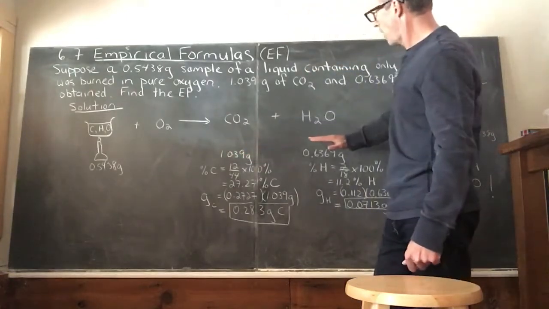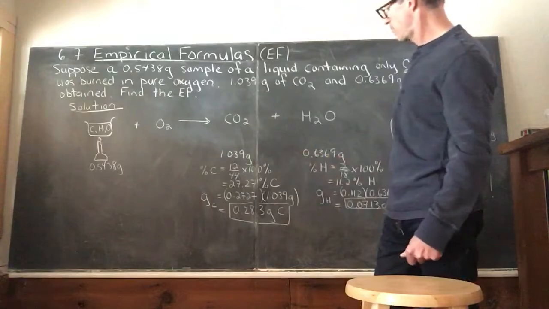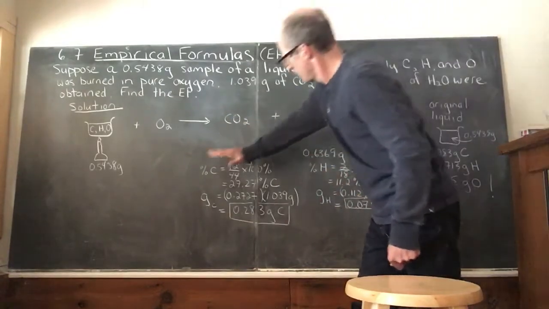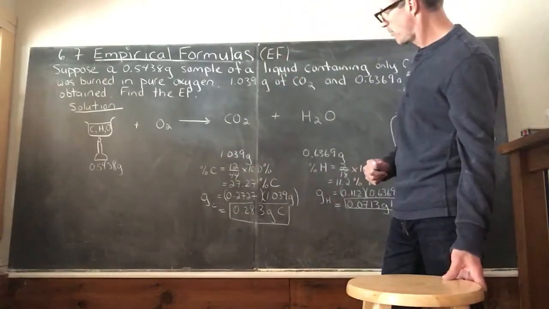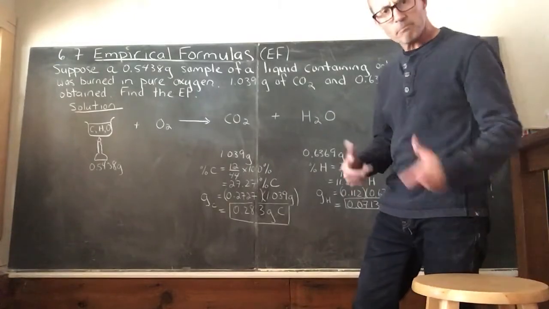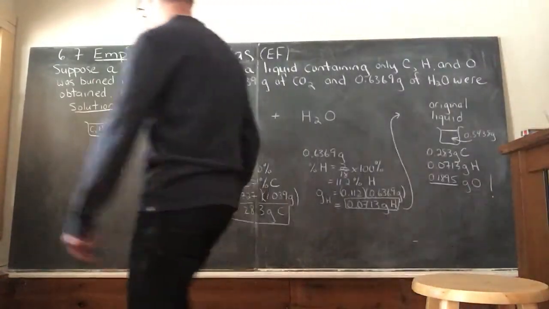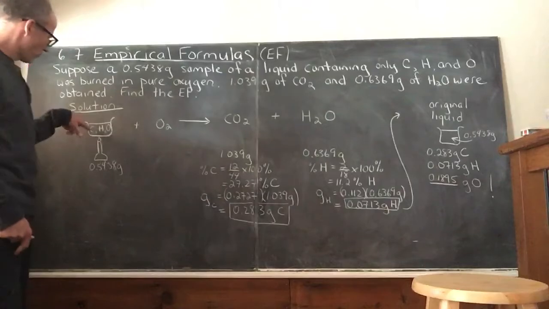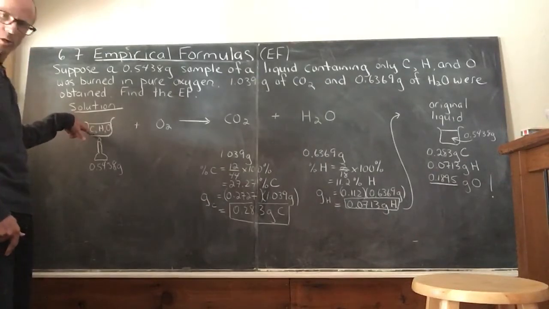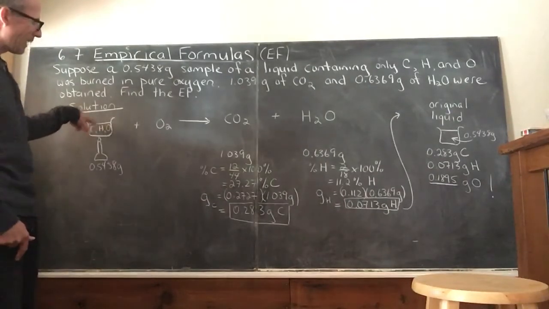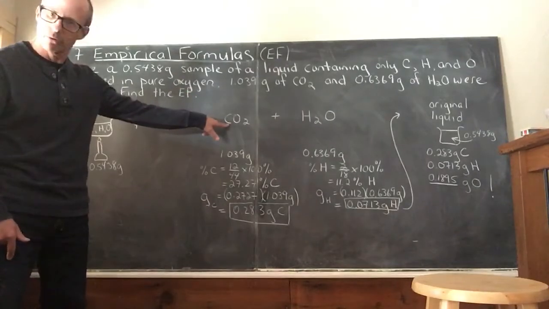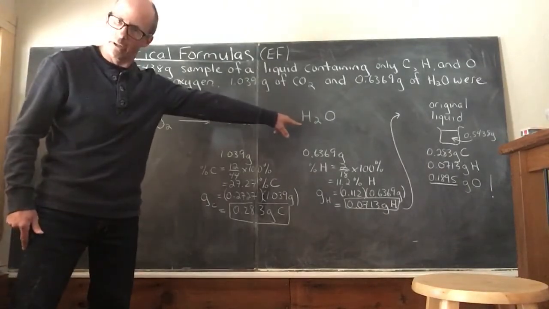Underneath the CO2 and the water, I wrote down the masses that were given in the problem, and then we have to figure out the percentage of carbon in CO2. The reason for that is that when you think about it, in the original compound, all the carbon that was right here had to end up in the CO2. There isn't any carbon in water.